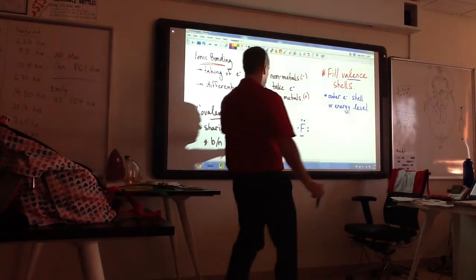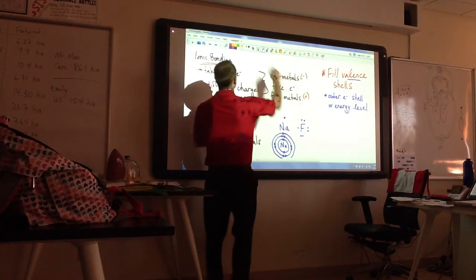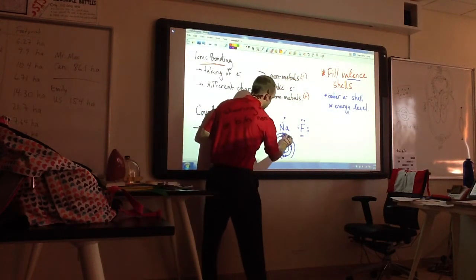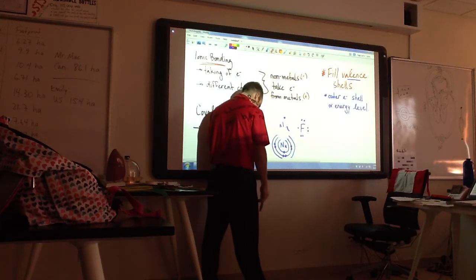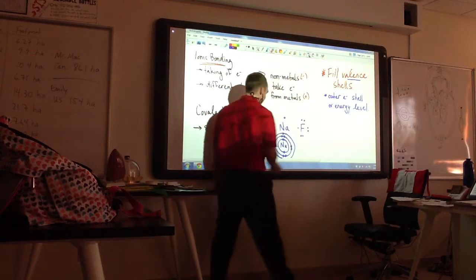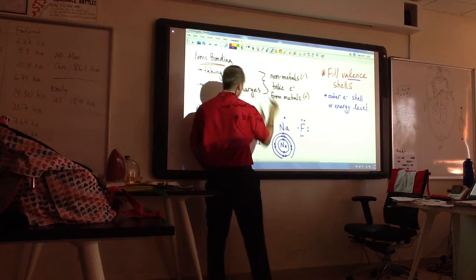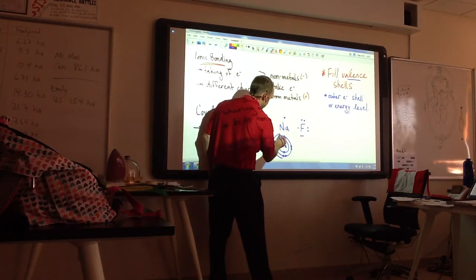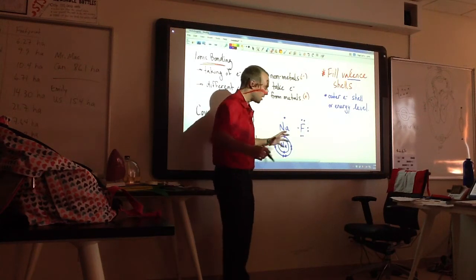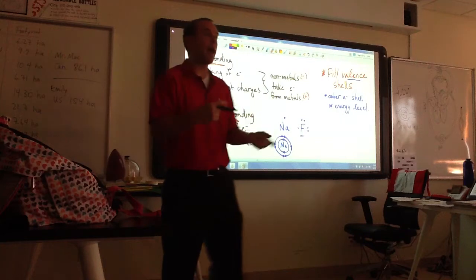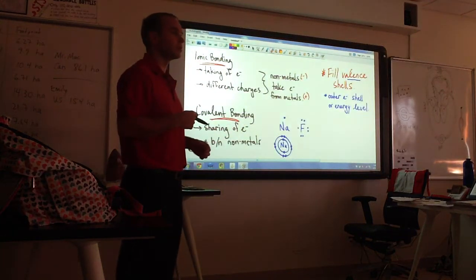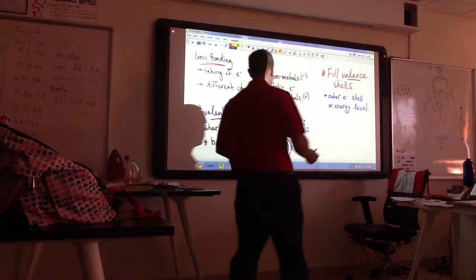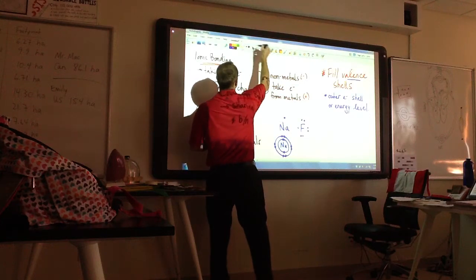So if sodium loses this one on the outside, then it ends up going back down to the next energy level. That energy level is not needed since there's no electrons there, so it drops back down to a full energy level. But what happens to sodium once we've done this? It becomes plus one, because it's lost an electron.